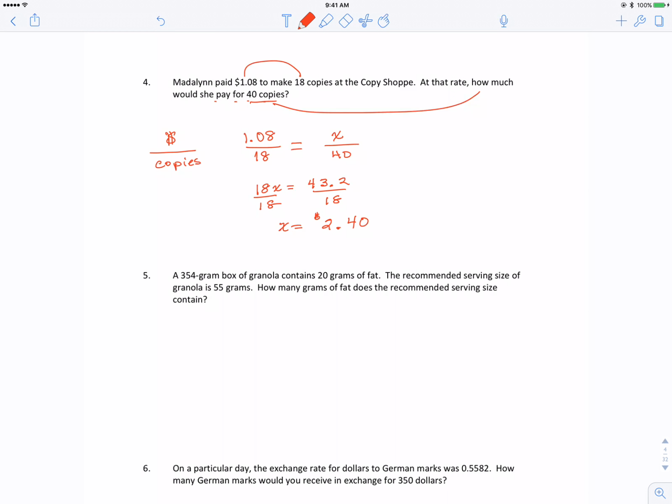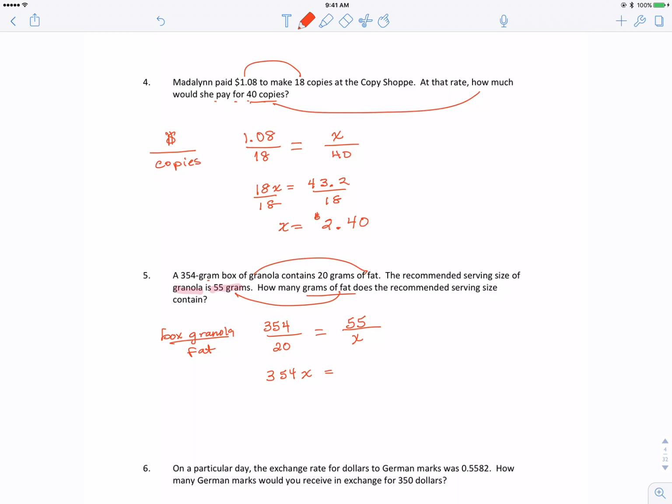And number 5, we're comparing a granola to the amount of fat. And we want to know how much fat is in the recommended serving size of granola. So we're comparing a box of granola to its fat. In the proportion, 354 certainly is the size of the box, 20 grams of fat. I am now given 55 grams is the serving size of granola, and I want to know how much fat. So fat is my unknown. 55 will go on top. And then I cross multiply.